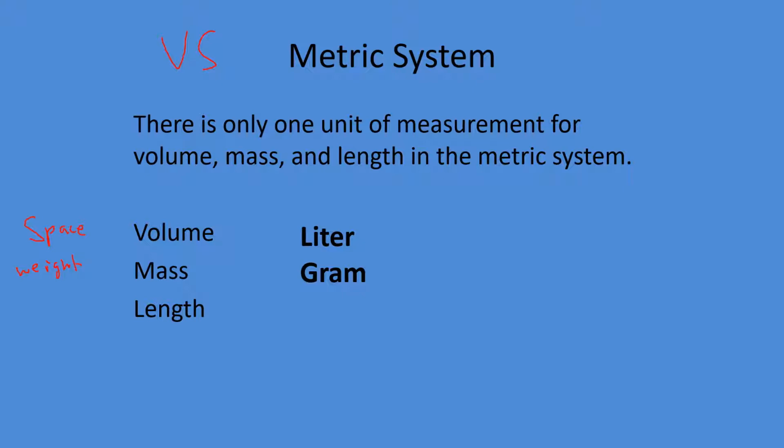And length, or distance, in the metric system is only the meter. That's it. One unit for every dimension of analysis. In other systems, they have multiples. For example, in the English system, we have cups, gallons, quarts, pints, cubic meters, a lot of different ones, right? And it gets kind of complex.